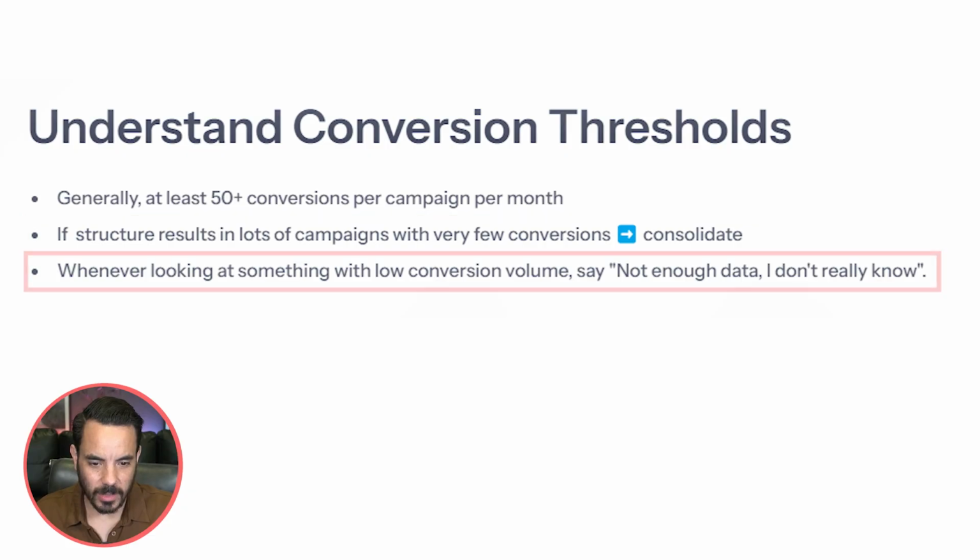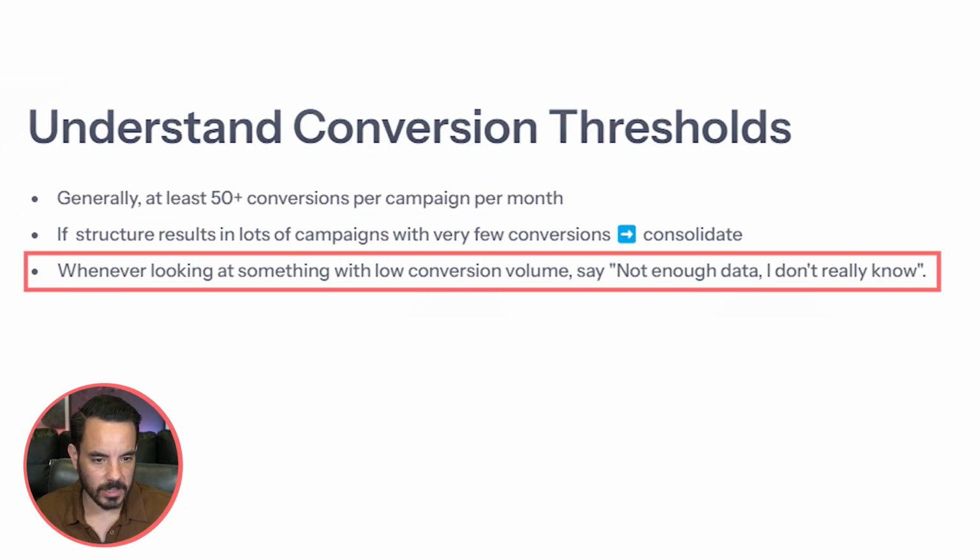And whenever you look at something with low conversion volume, right? Like let's say you're looking at the past 3 days of data, or you're looking at an individual product within your shopping campaign, and you see the ROAS is really bad. I want you to get out of the habit of just straight away saying this ROAS is bad. No, you have to say, I don't know if the data is low. So if you're looking at a product and its ROAS is like 50%, terrible. But then you look at the spend and the conversions and it's only spent $50 and it's only got one conversion, then you can't say the ROAS is bad.